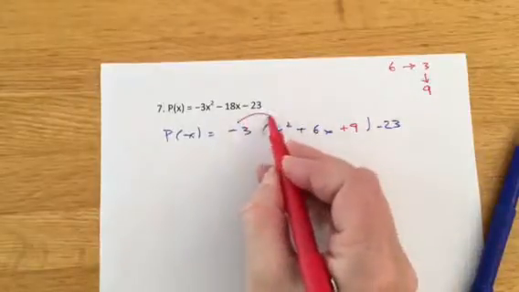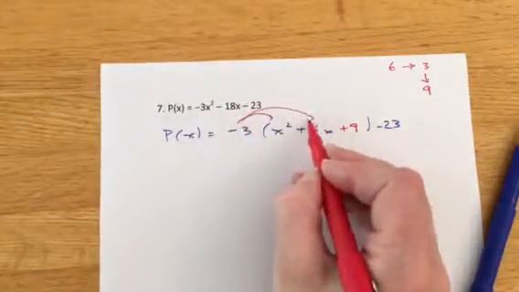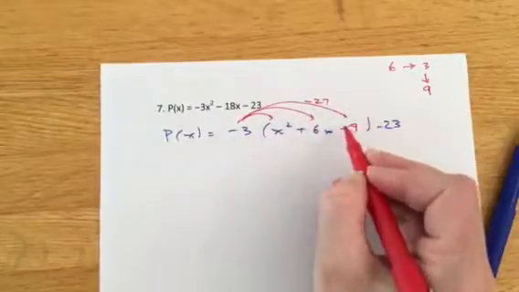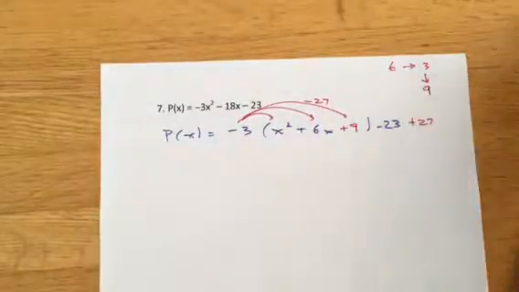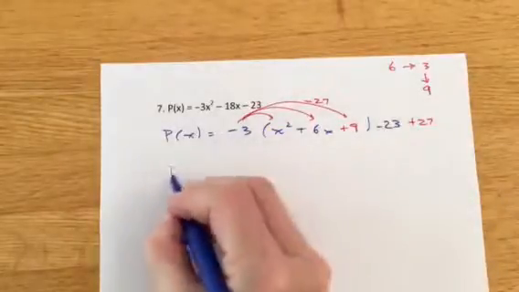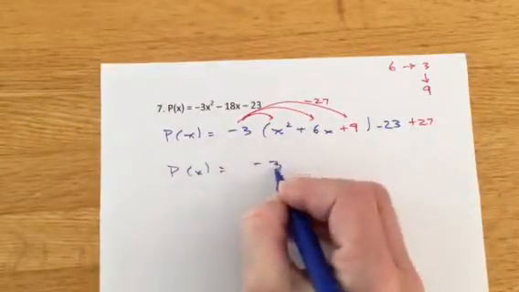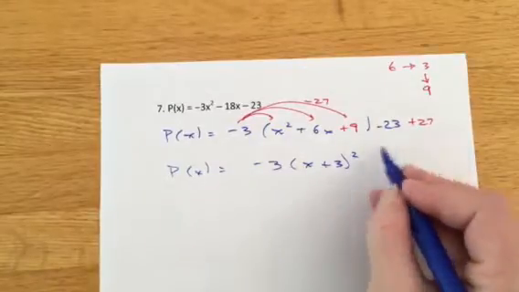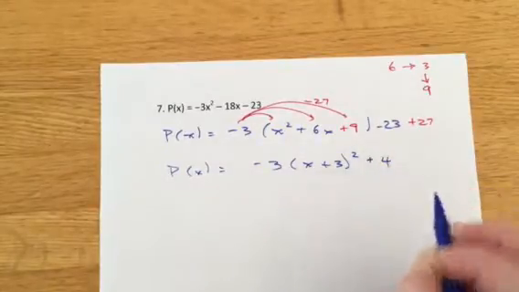Okay, so there's your negative 3x squared. Nothing changed. Negative 18x. Nothing changed. But this last one is a minus 27. So put a plus 27 to balance it out. Okay. And so finally you have negative 3 times the quantity x plus 3 squared. Negative 23 plus 27 is a positive 4.